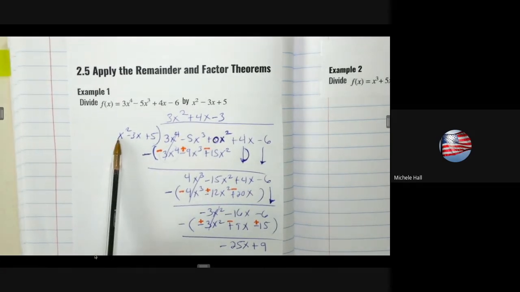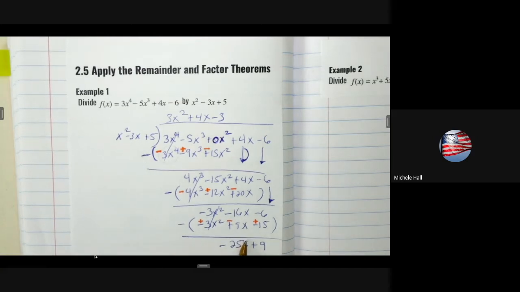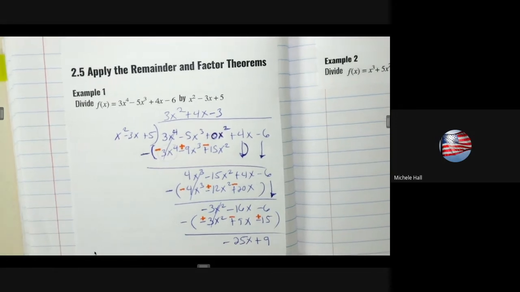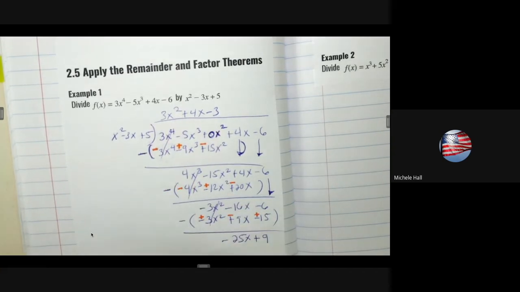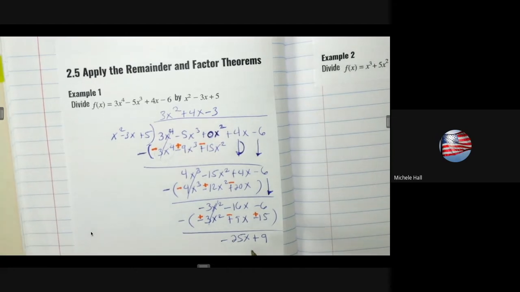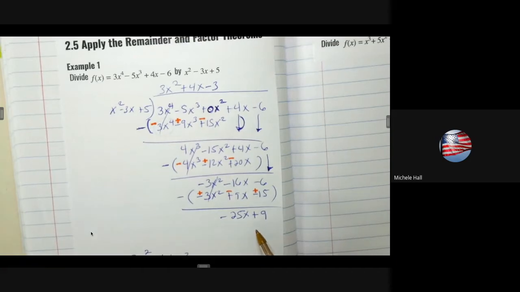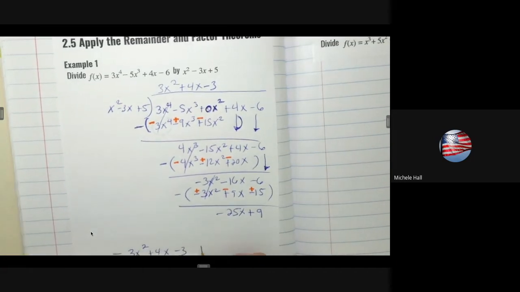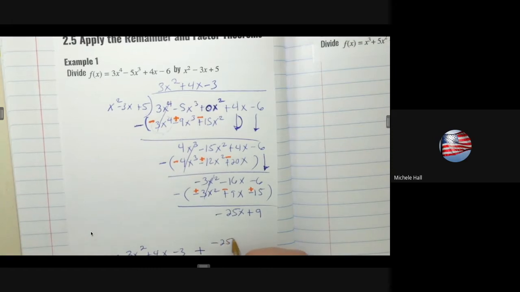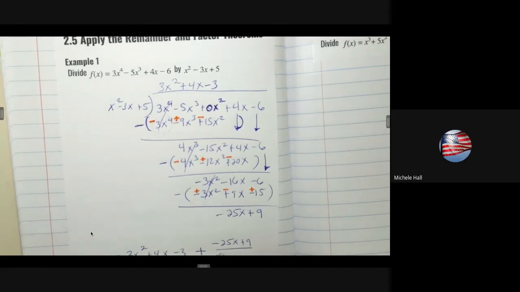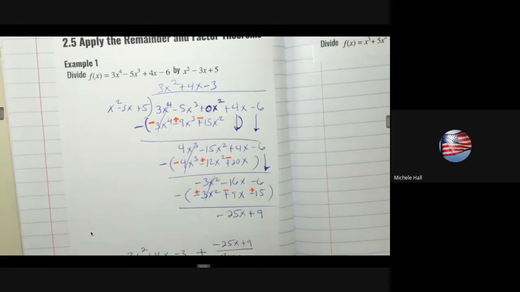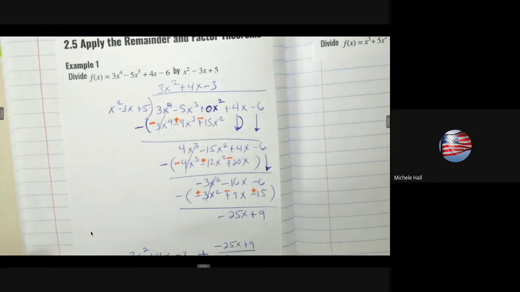Can we keep going? Can x squared go into x? No, it cannot go into a degree that is smaller than itself. How we write our final answer then is, here's our answer. We have 3x squared plus 4x minus 3, and then here's our remainder. This is how we write our remainder. Negative 25x plus 9 over the divisor, x squared minus 3x plus 5. Final answer.